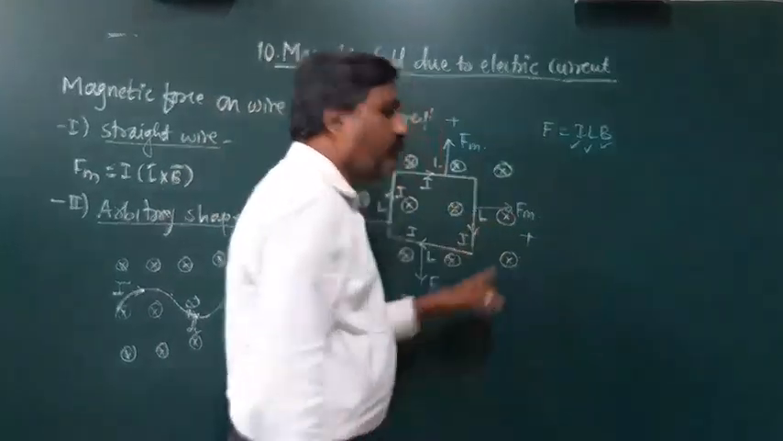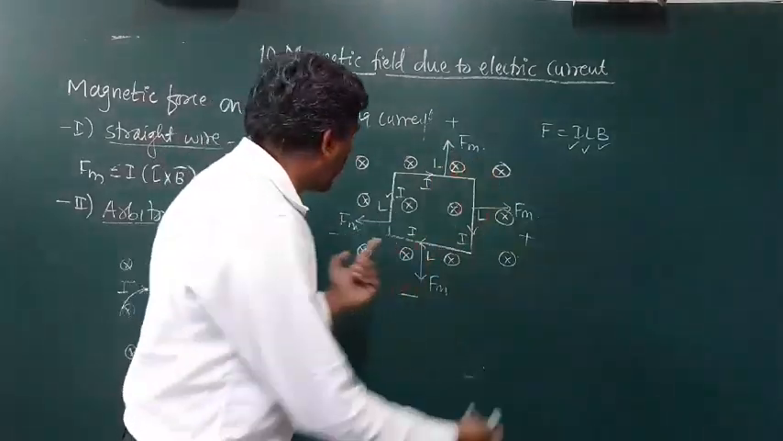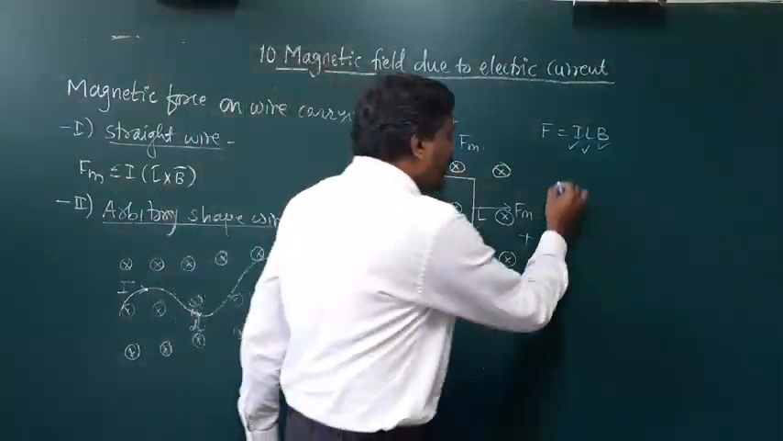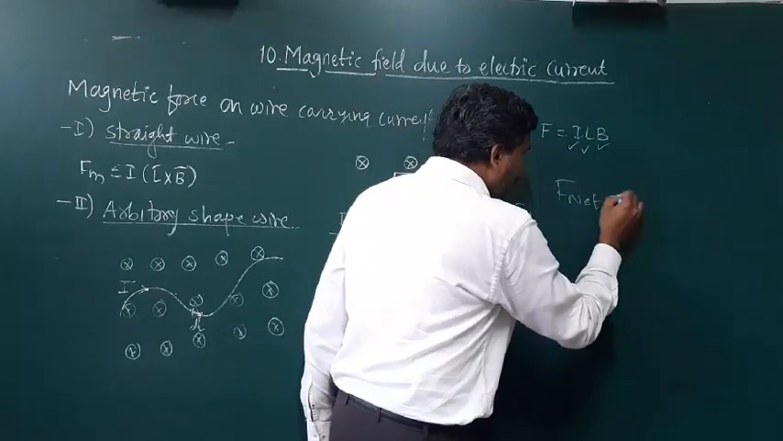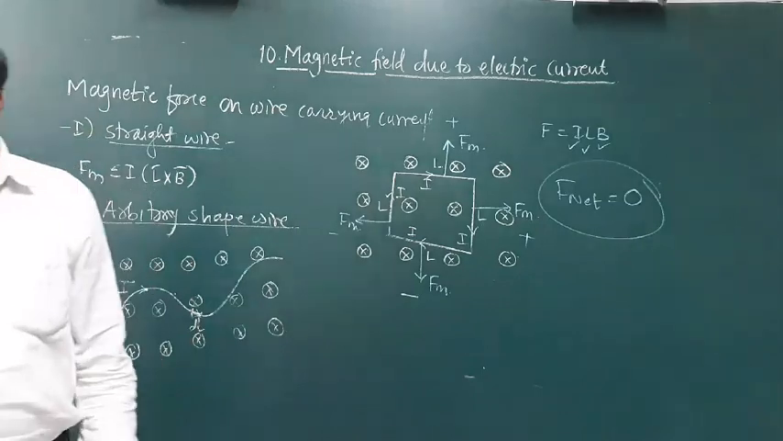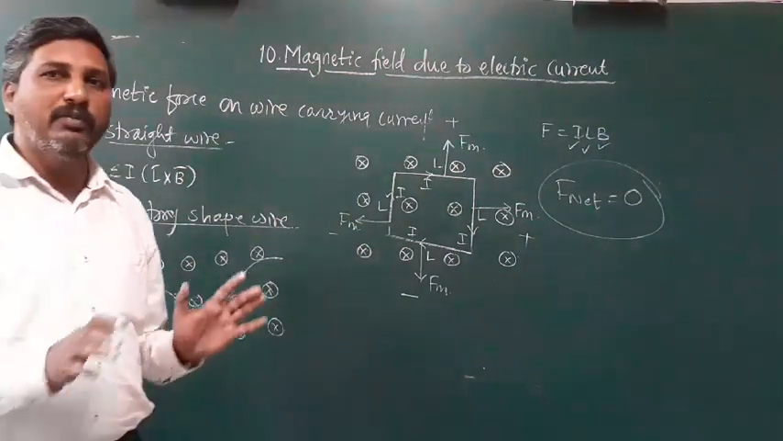This is along positive, so take it as positive. This is along negative. Take all the forces. These two cancel each other. These two cancel each other. So what is the net force? Net force is 0. Okay. For a closed loop, the net force acting on that conductor is equal to 0.